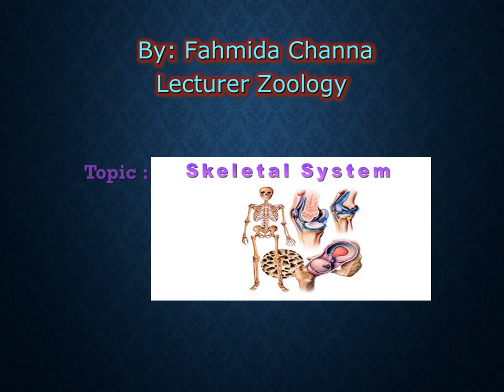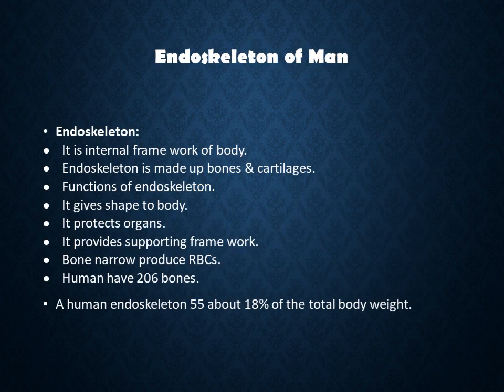Dear students, today I am going to deliver a lecture about the skeletal system from the biology intermediate class. Endoskeleton of man. Endoskeleton is the internal framework of the body. It is made up of bones and cartilage. Functions of the endoskeleton: it gives shape to the body, it protects organs, it provides a supporting framework. Bone marrow produces red blood cells.